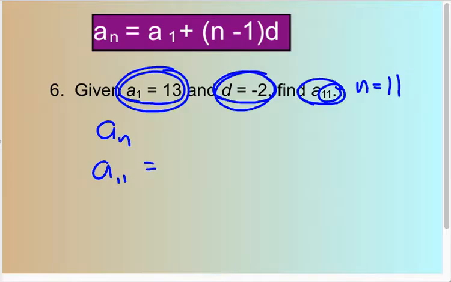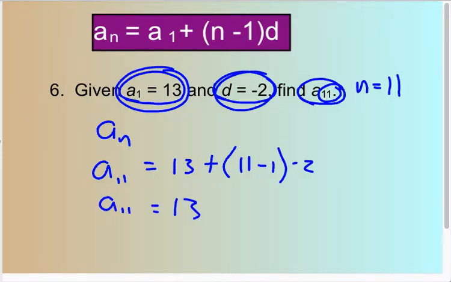So we got 13 plus n's 11, because you want to find a sub 11, or the 11th term, minus 1. And our common difference is negative 2. Working it out, 13 plus 10 times negative 2, you should get negative 7 here.